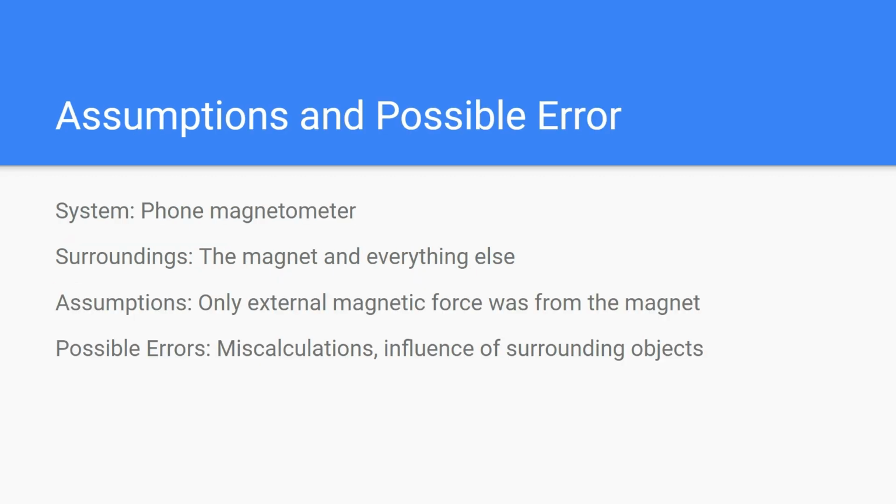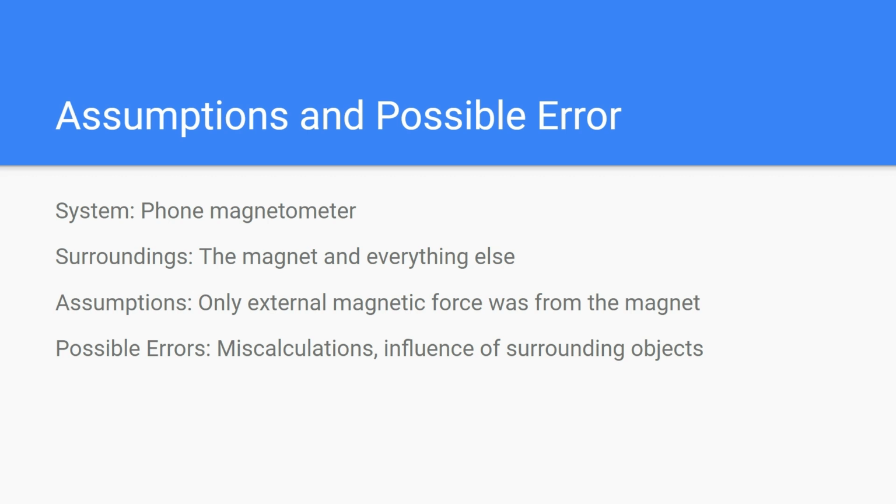Some assumptions and accounting for possible error. The system here was the magnetometer of the iPhone that we used for recording, and the surroundings were the magnet that was being used near the magnetometer, as well as everything else on the Earth. Our assumption was that the only external magnetic force was from the magnet. However, possible errors could be miscalculations or inaccuracies in data recording, as well as the influence of surrounding objects, such as our phones in our pockets or other things we didn't account for.